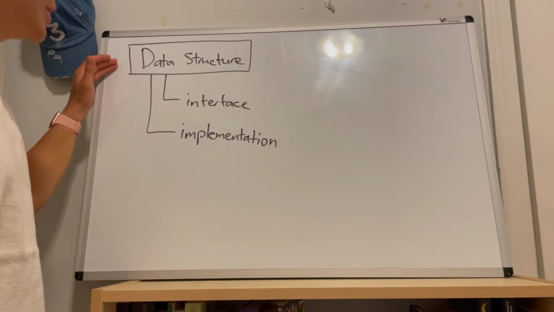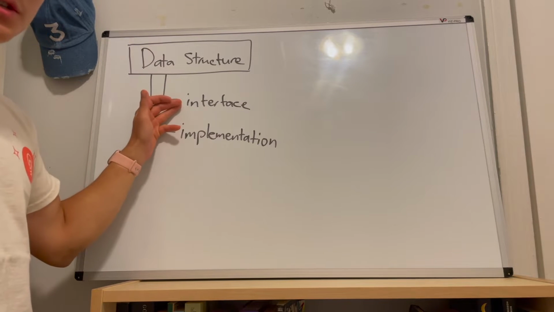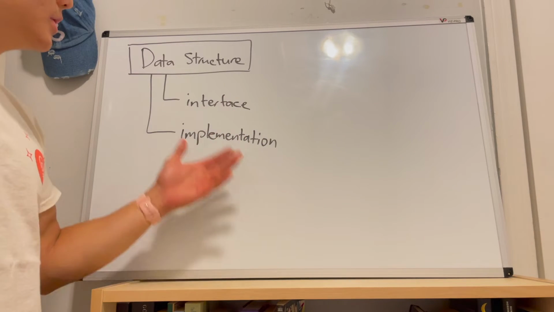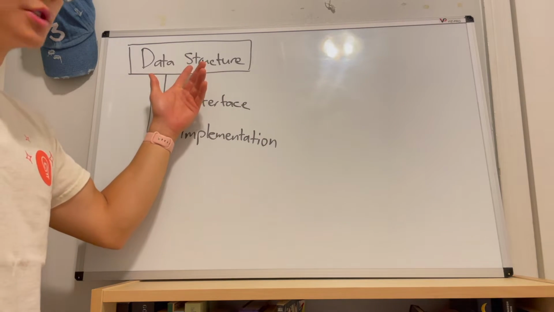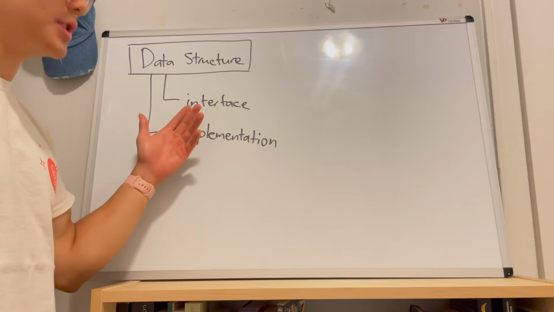A data structure has two components. It has an interface and an implementation. The interface, also known as an abstract data type, is basically saying, these are the things that my data structure does. And my implementation is saying, this is how my data structure does these things.